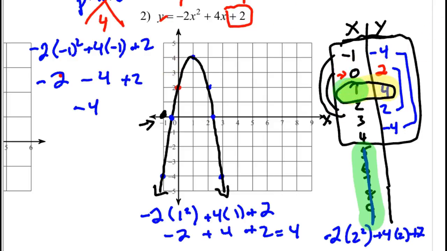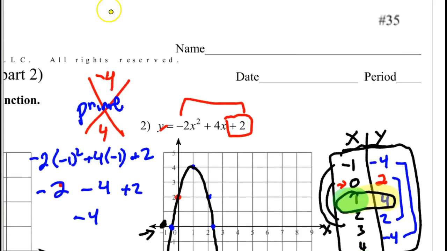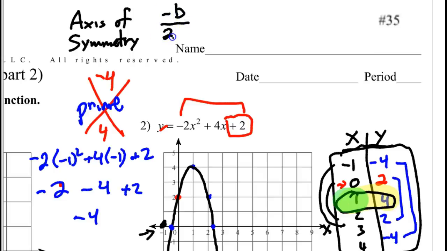Okay? So it's a quaint little formula, and I'll explain next week or the week after where it comes from, because it's actually part of a bigger formula. But if you want to find the axis of symmetry, this is what you'll be doing on your homework. There's a formula that's negative b over 2a.